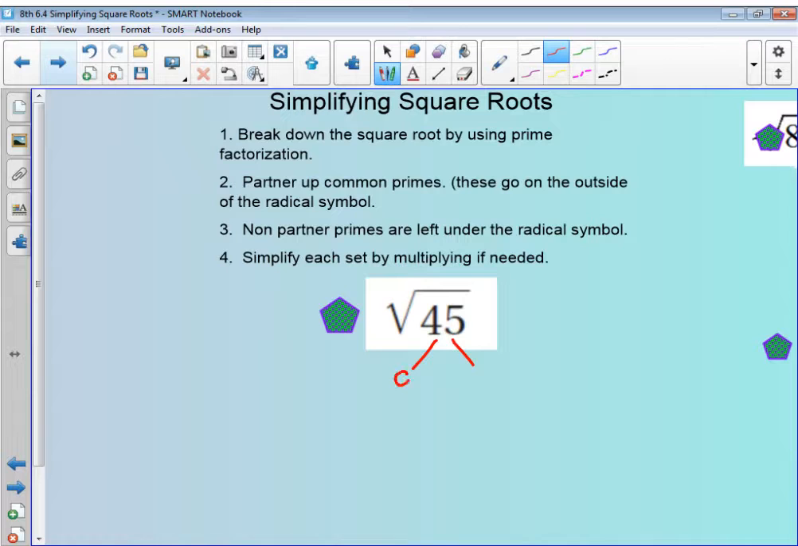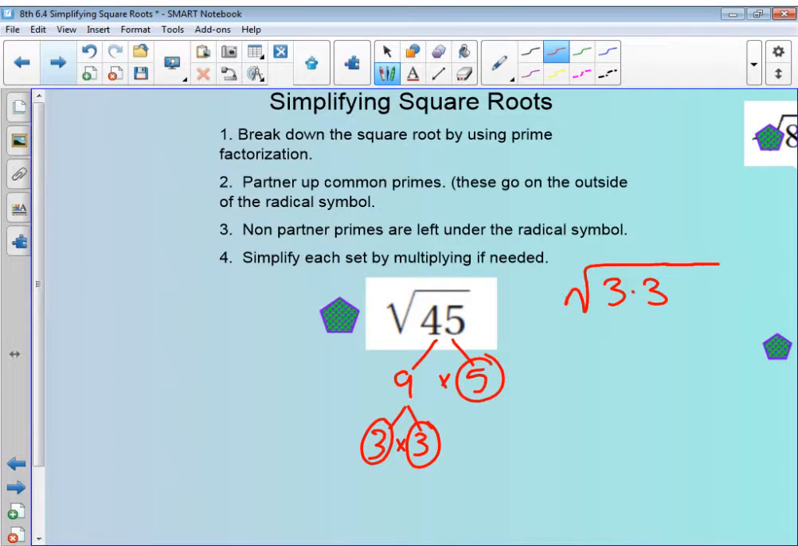So if I break it down, 9 times 5. 5 is a prime number. 9 breaks down to 3 times 3. Those are prime, so I'm done. So I'm going to write it out: 3 times 3 times 5. Okay, do I have any pairs? Yep, there's a pair of 3s.